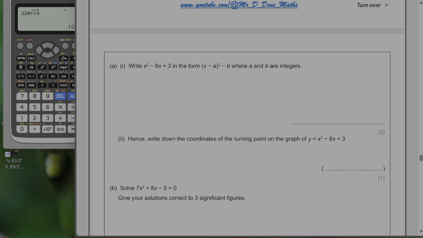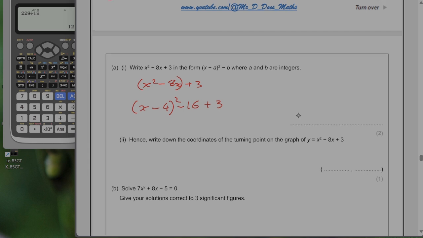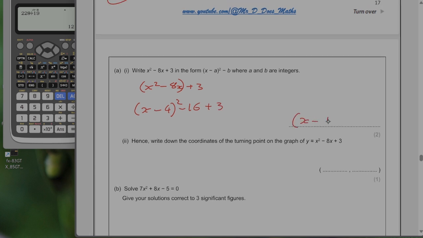So we're completing the square here. If I take the first two terms into a bracket for now, and complete the square, that's going to become x minus half of that, squared, but then from that I'm going to have to subtract 16, and then I've still got the plus 3. So that's going to become x minus 4 all squared minus 13.